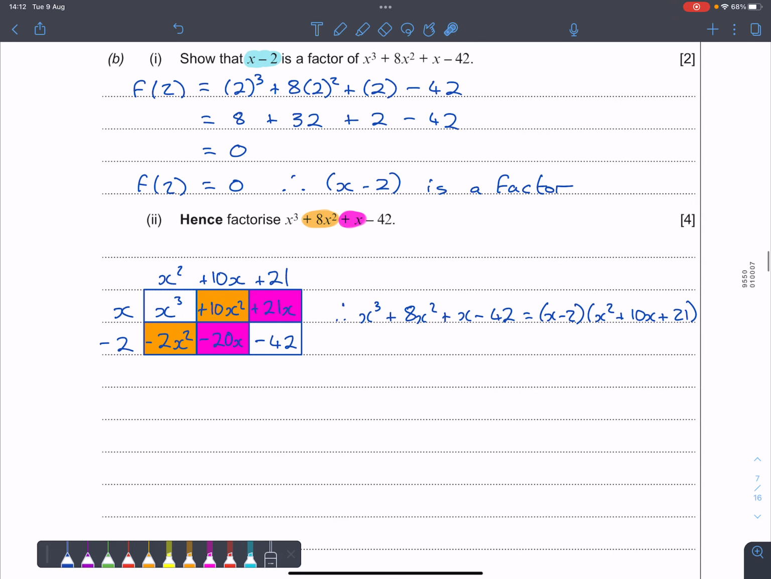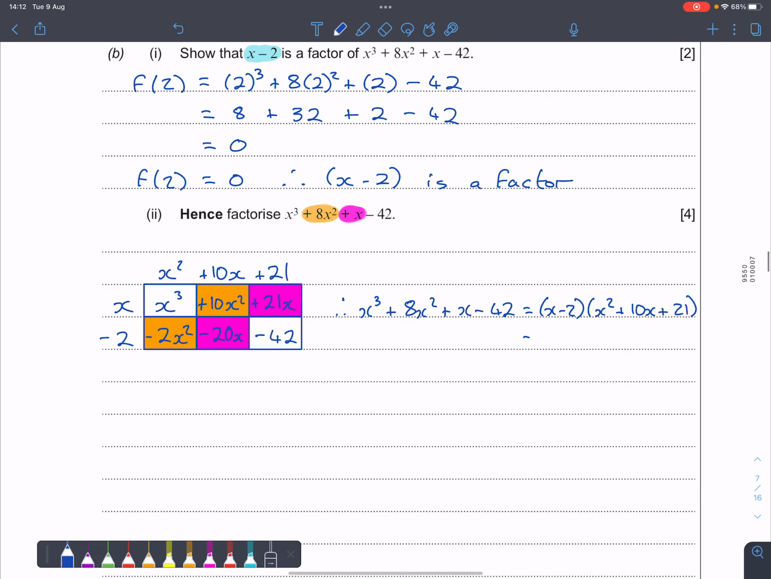Now, this is relatively easy. Because there's a single x squared term, we're looking for two numbers in the brackets that will multiply to give 21 and add to give positive 10. So we end up with x minus 2, and then x plus 3, x plus 7, because 3 times 7 is 21, and 3 plus 7 gives you plus 10. Now, I don't have to solve this because we're not asked to, we're just asked to factorize it, so this is the end of the question.